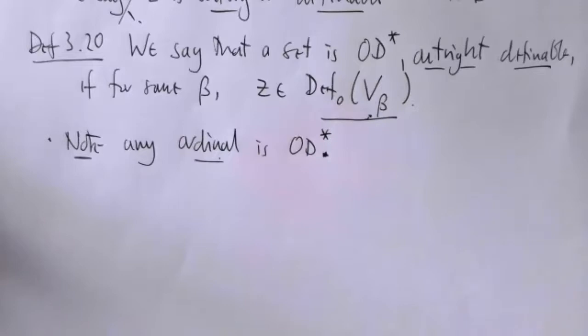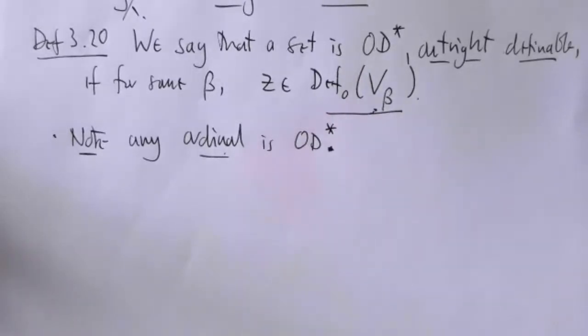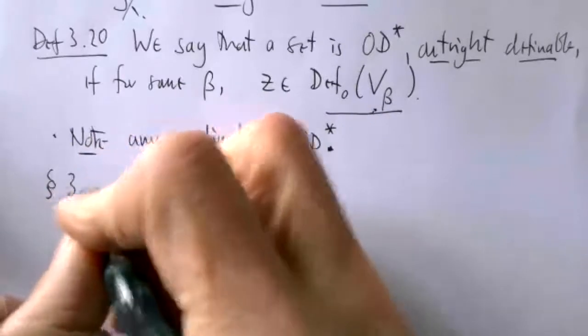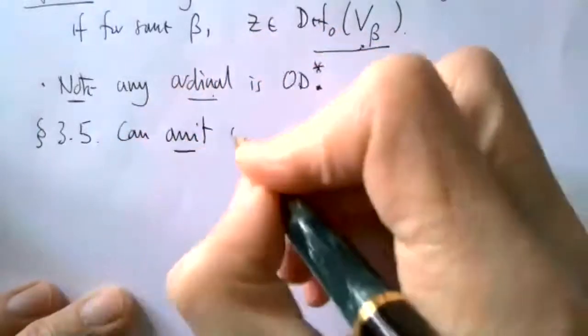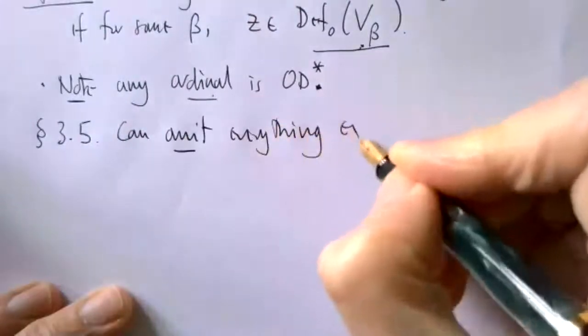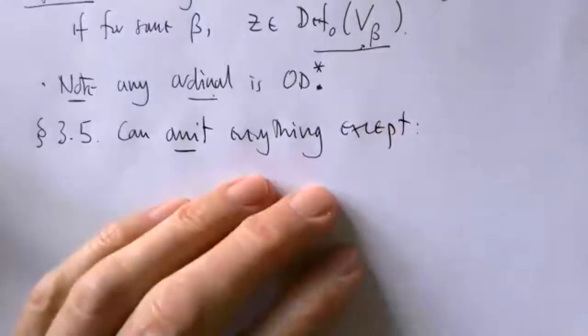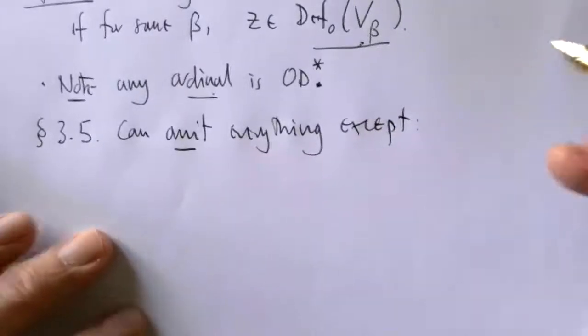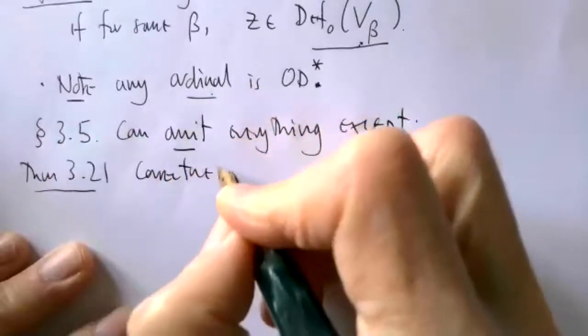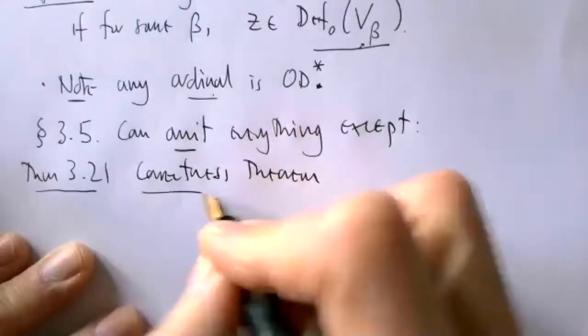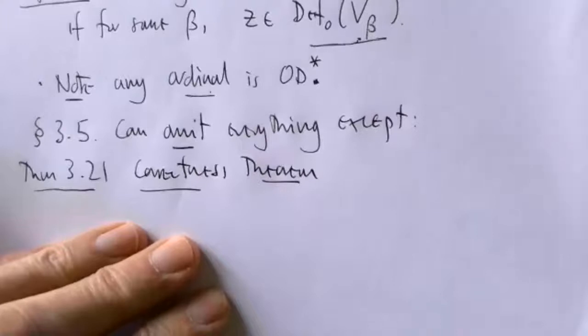In the next section, I want to omit everything other than the correctness theorem, which I just want to mention, 321. So in section 3.5, accept the correctness theorem, which is 321, which I have to say something about, though we aren't going to give a proof there.